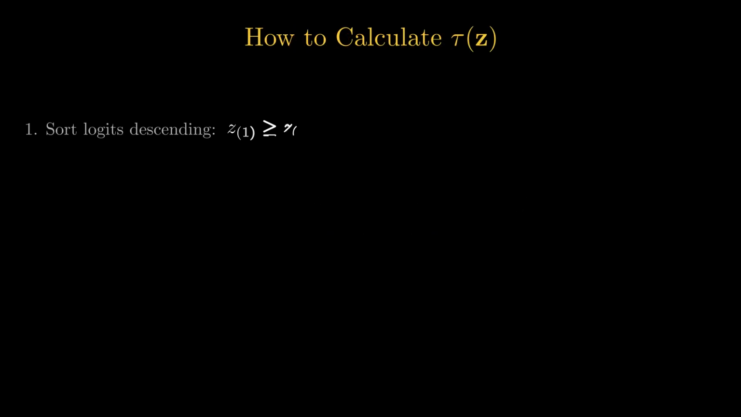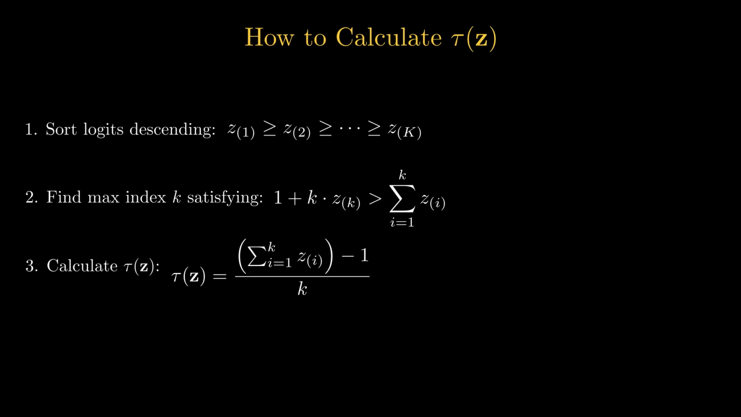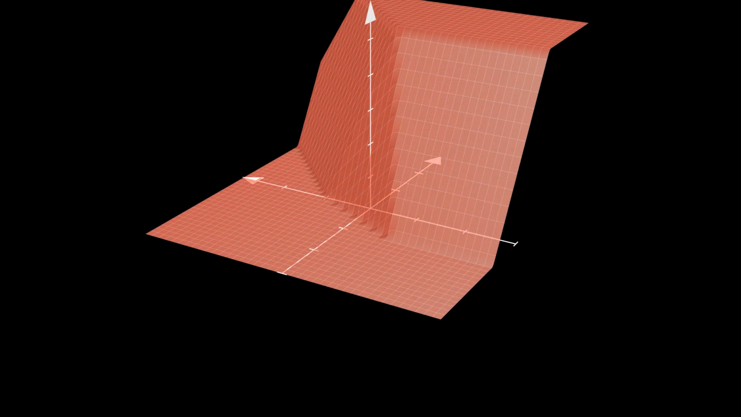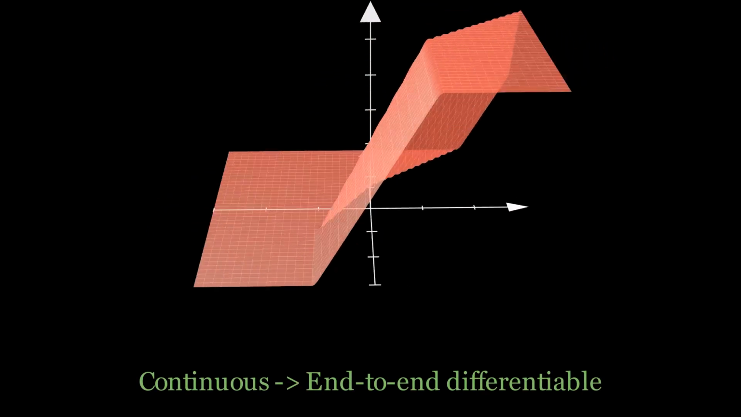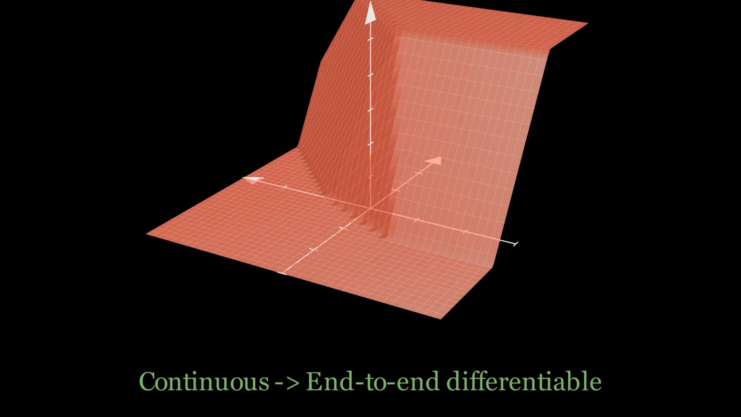First, sort the logits in descending order. Second, find the number of non-zero elements k by locating the largest index k that satisfies this condition. Finally, calculate tau using that specific k. Geometrically, we can compare it to softmax. As you can see, the sparsemax surface is continuous and end-to-end differentiable. This makes it more efficient at backprop than softmax, while achieving true dynamic sparsity.